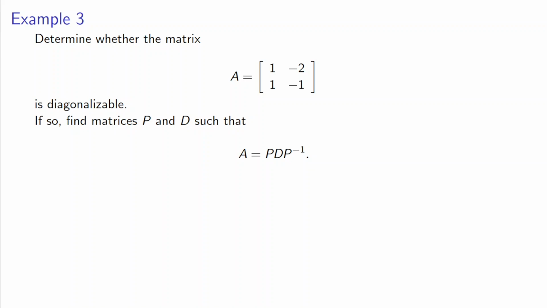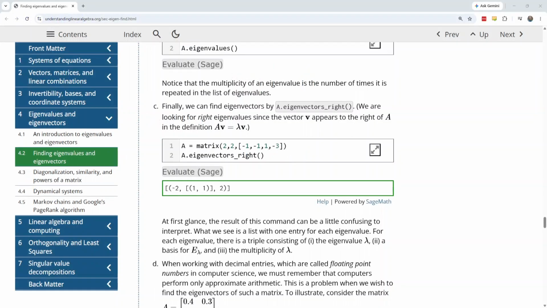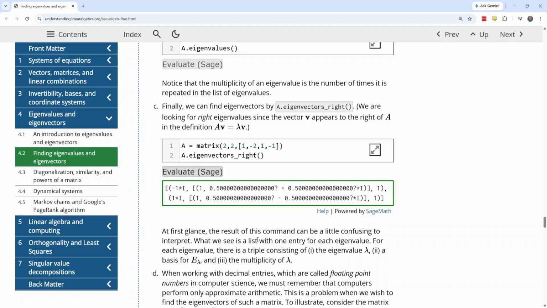Next example, one more 2 by 2 example, 1, -2, 1, -1. Let's once again jump back here. Put that one in. Okay. All right. So this one looks a little bit crazy what popped up, but we could see this capital I, this -1 times capital I as one of our eigenvalues. That is an indication that we've got a complex eigenvalue.